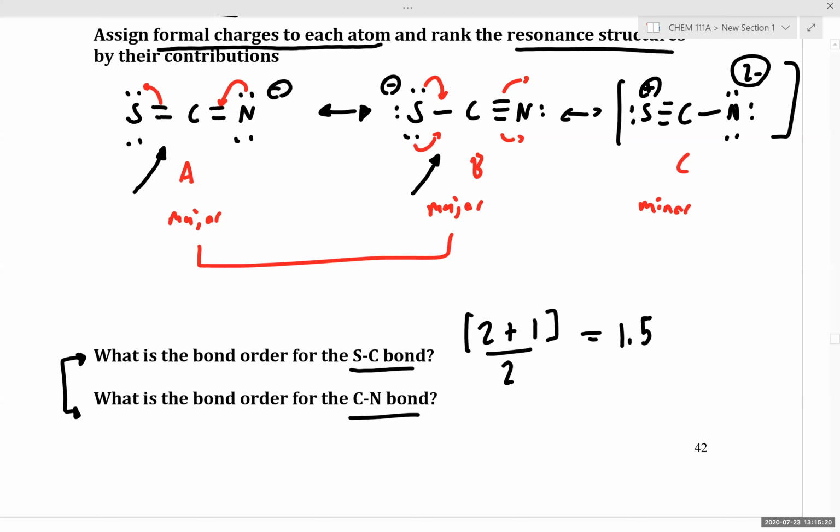So major resonance structures, just like preferred Lewis structures, follow the octet rule, minimize formal charges and place negative formal charges on electronegative atoms and positive formal charges on less electronegative atoms. So structures A and B are major. So we take our average bond order only from each of our major resonance structures to calculate the actual bond order for this compound. C is minor because, as we noticed, it has larger formal charges and it places a positive formal charge on a very electronegative atom, such as sulfur. In general, we want to have small formal charges, and we want to place negative formal charges on more electronegative atoms.